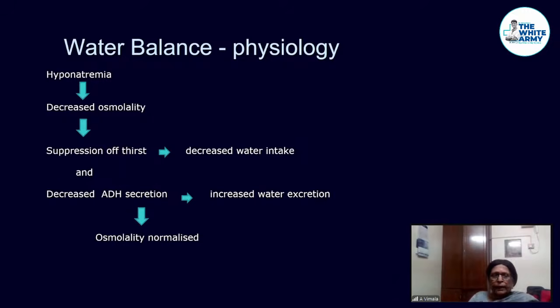On the other hand, if there is excess water and a dilutional hyponatremia, there is decreased osmolality. If the osmolality is decreased, thirst is suppressed. So water intake is reduced. ADH secretion is decreased. So there is aquaresis happening. So there is increased water excretion and the osmolality is normalized. So normally, through the thirst mechanism and ADH mechanism, the water balance maintains the osmolality between 280 and 290.